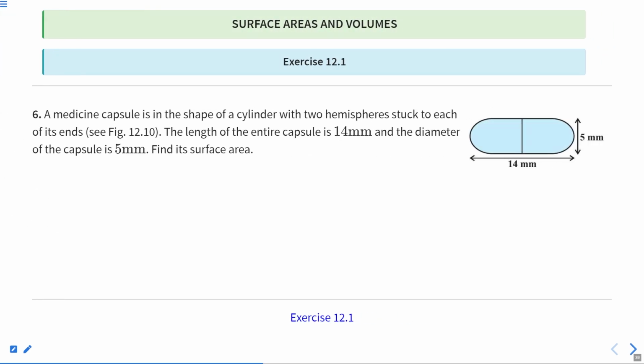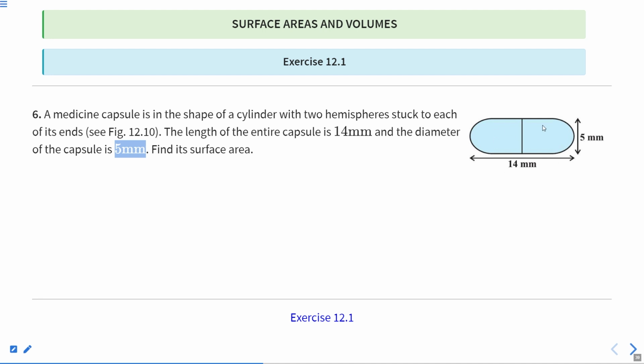In the next question, we have a medicine capsule that looks like this. The medicine capsule is in the shape of a cylinder with two hemispheres. You can see that at the ends of this capsule we have two hemispherical portions. We are given that the length of the entire capsule is 14 millimeter and the diameter of the capsule is 5 millimeter, and we need to find its surface area. So you can visualize this figure. This is our capsule.